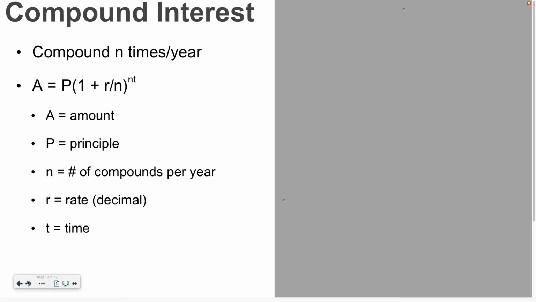So compound interest, where do we find compound interest? What kind of examples? Money. Okay, real life, right? Banking, car loans, all sorts of things. A is considered the amount after time. I should say time is in years.